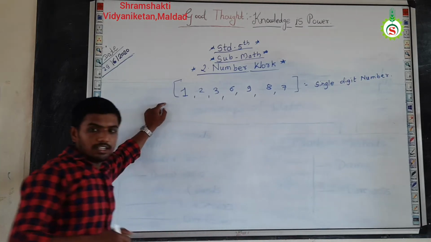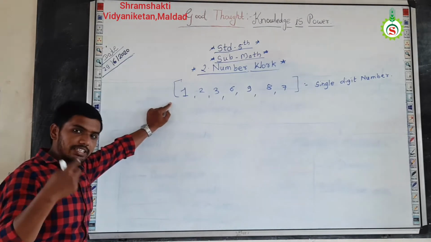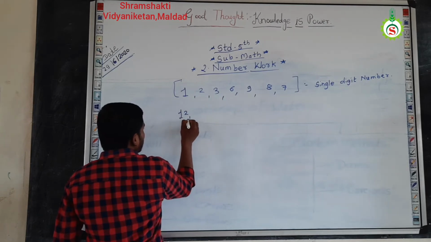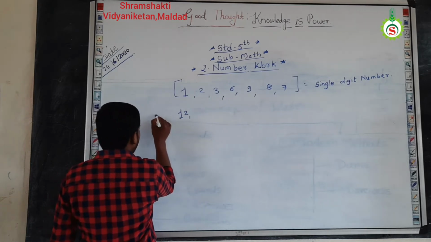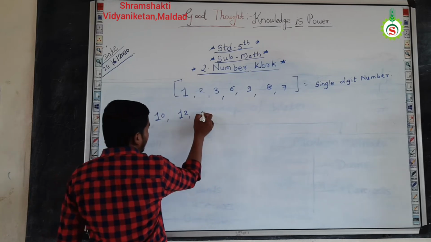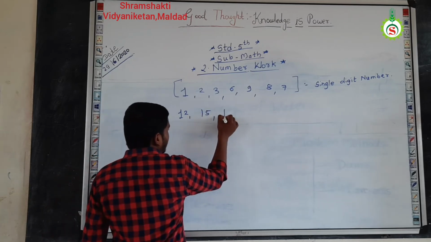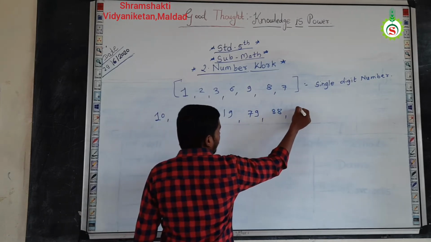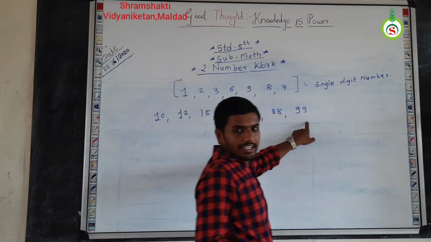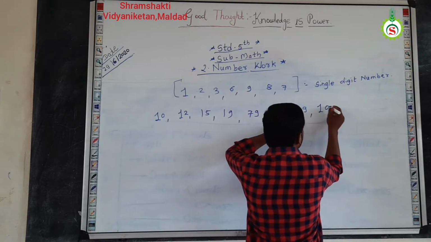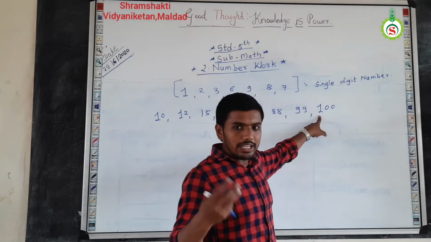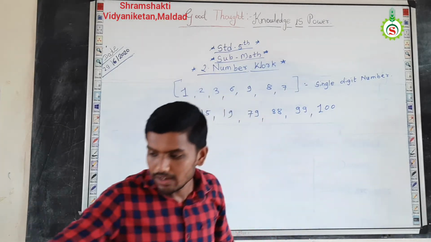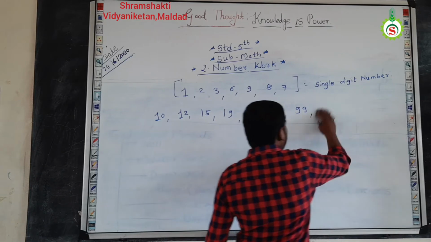Now the second one, 2 digit numbers. After the single digit numbers there will be the 2 digit numbers. They start from 10, 11, 12, 14, 15, 19, suppose 79, 88 or 99. After 99 there will be 100. But how many digits does 100 have? 1, 2, 3. That means that number is a 3 digit number. That's why we are not counting it among the 2 digit numbers.